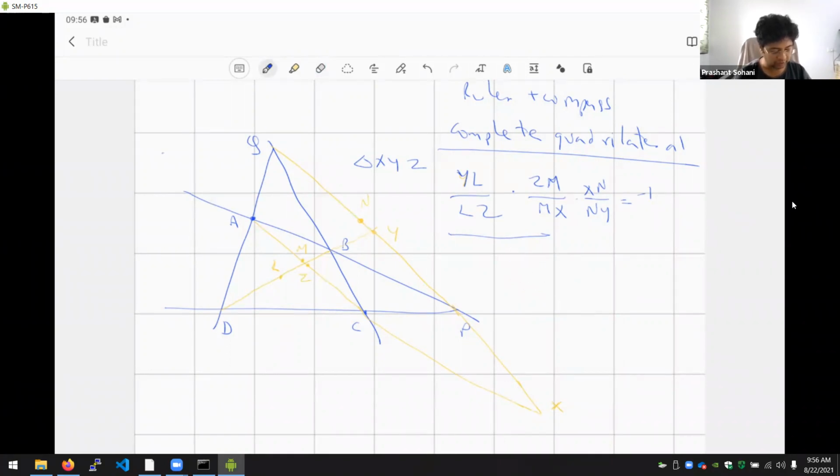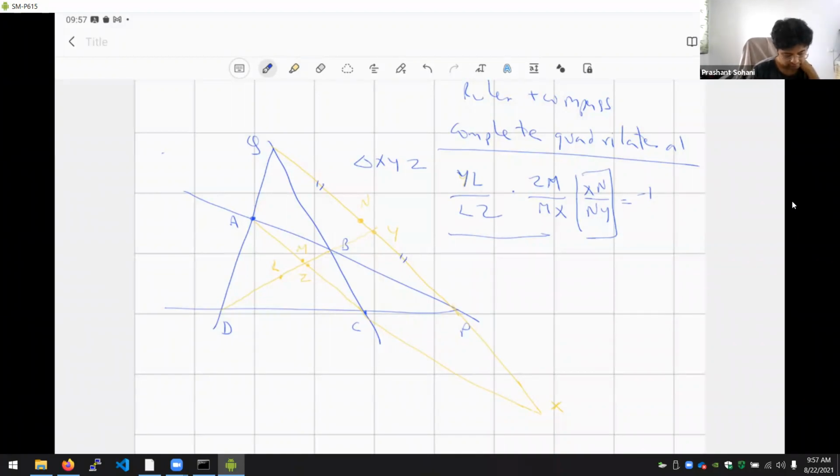So we want to apply Menelaus's theorem. Now the difficulty is, each of these ratios YL upon LZ, etc. don't look very obvious. How are we going to compute them? That is the difficulty. For example, let us take one ratio XN upon NY. If I have to compute XN upon NY, the only information I have is that N is the midpoint of PQ. But still, how do we work out the details is the question here.